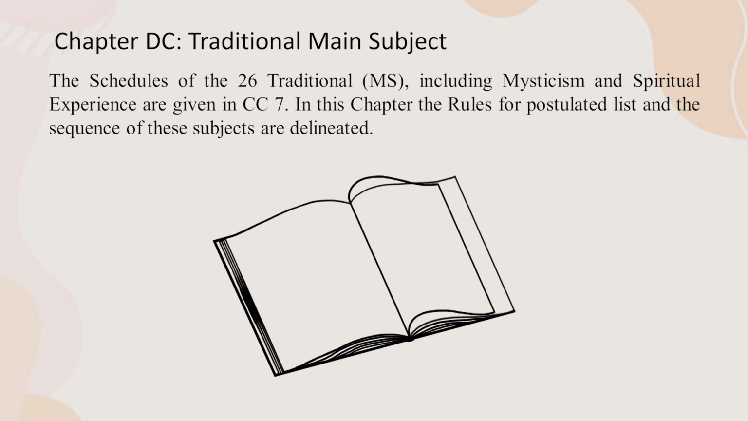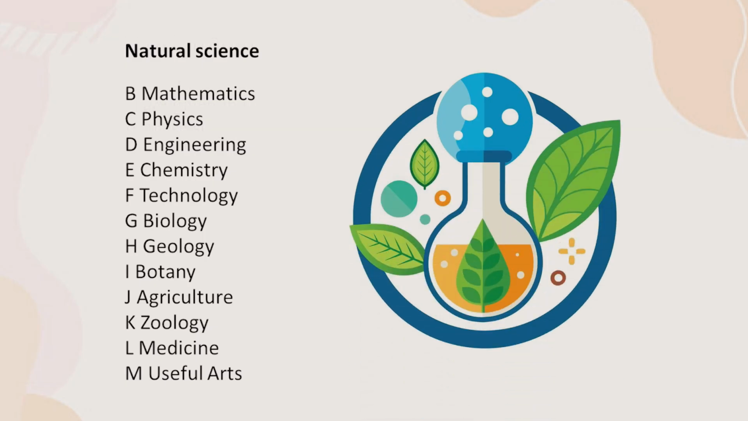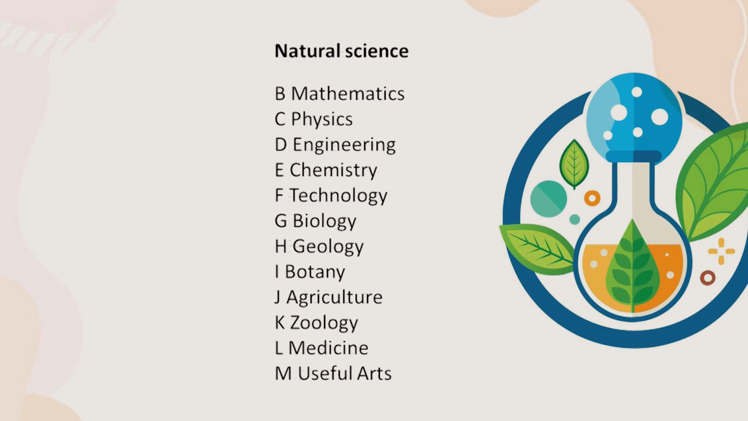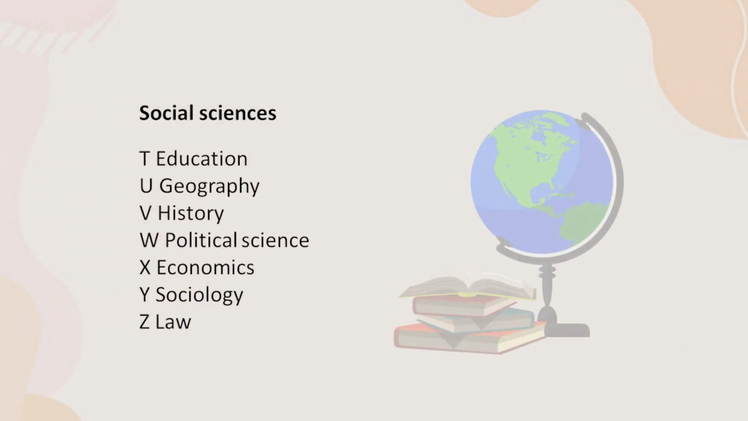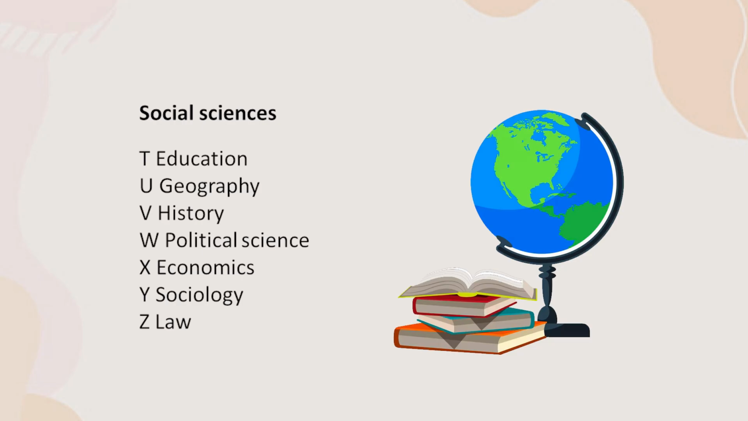In traditional main subjects, we get such basic subjects in natural sciences, humanities, and social sciences. Under the natural sciences, we get mathematics, physics, engineering, chemistry, technology, biology, geology, botany, agriculture, zoology, medicine, and useful arts. Humanities cover mysticism and spiritual experience, fine arts and literature, linguistics, religion, philosophy, and psychology. Education, geography, history, political science, economics, sociology, and law are the basic subjects under the agglomeration social sciences.